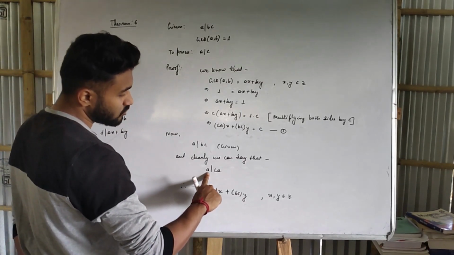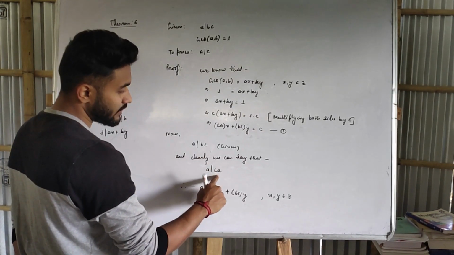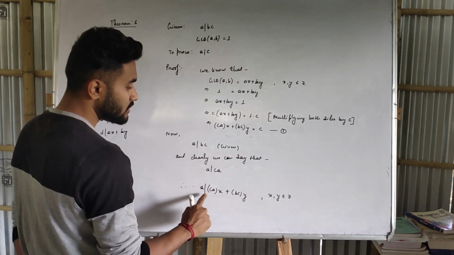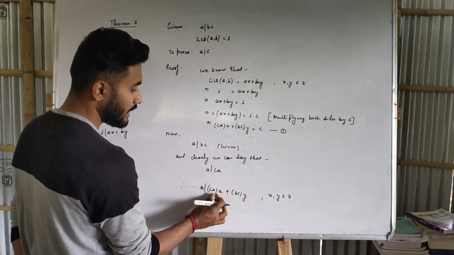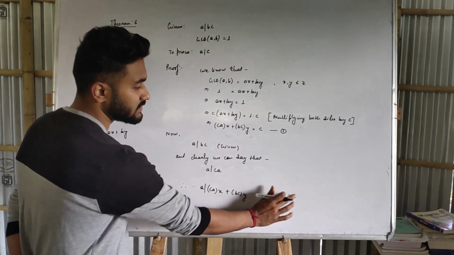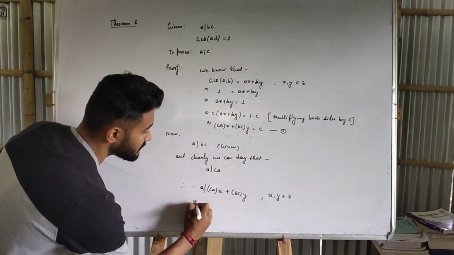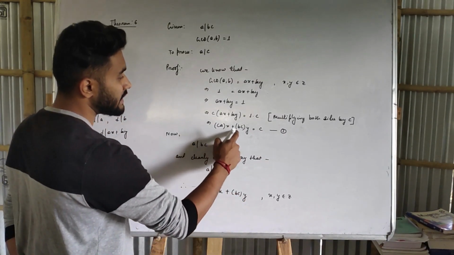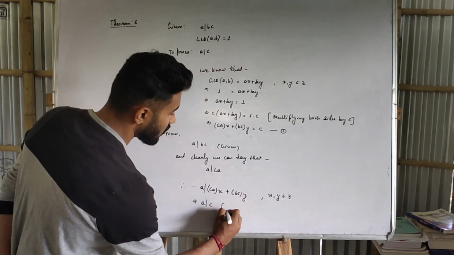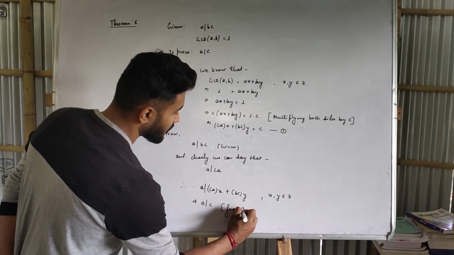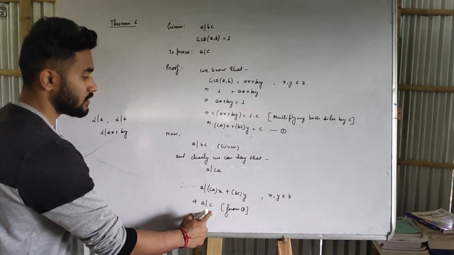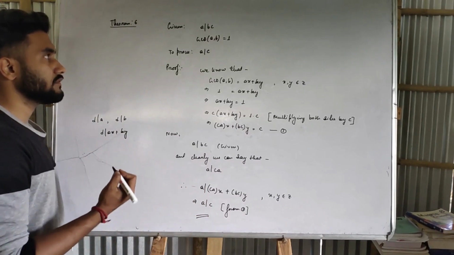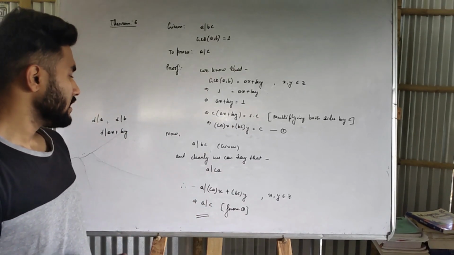This was the theorem. So you assume this to be D, this to be A, and this to be B. So D divides A, D divides B, so D divides AX plus BY, where X and Y are integers, which implies A divides CAX plus BCY. Now what is CAX plus BCY? CAX plus BCY is C from equation 1. So we needed to prove A divides C, and we have got A divides C. So this is our theorem 6, a simple theorem.